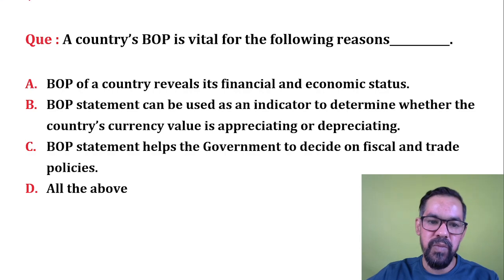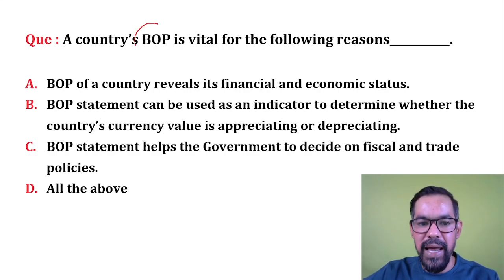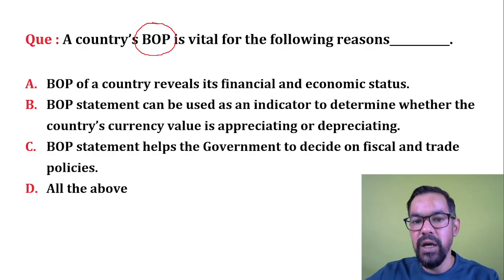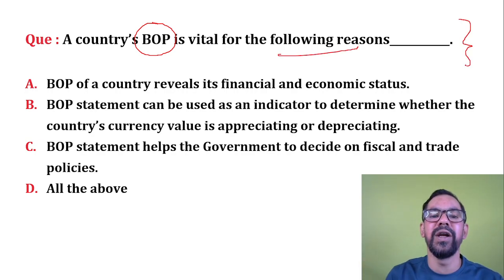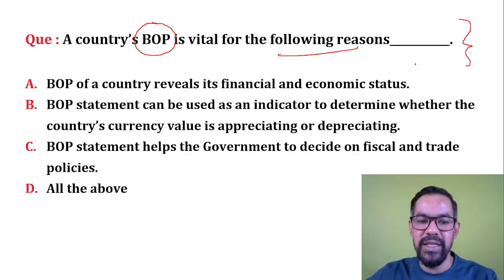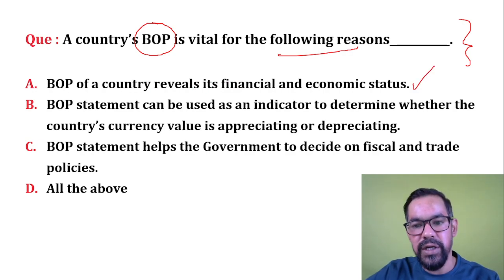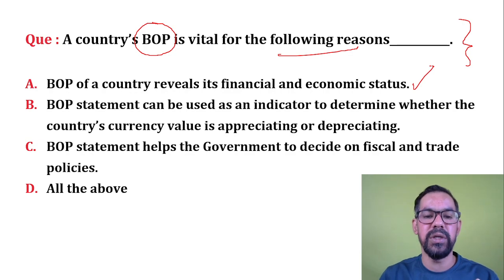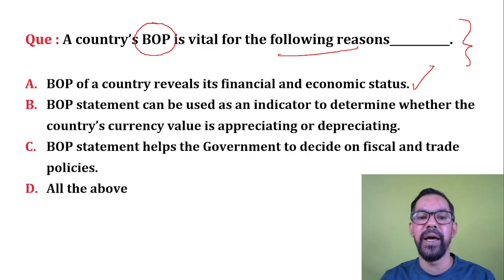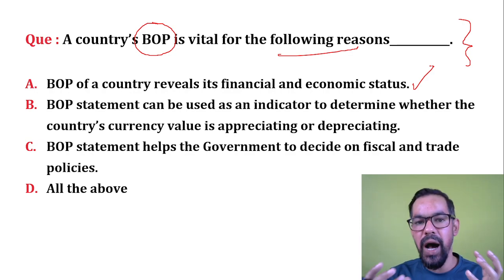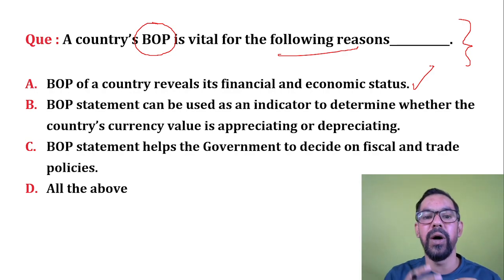Next question: a country's balance of payment (BOP) is vital for which of the following reasons? So why is balance of payment important for any country? These are the statements, and you have to find the right one. Balance of payment reveals its financial and economic status. Which is the correct statement? Balance of payment is basically all the monetary transactions done by India with the rest of the world: how we are dealing with other countries, how our imports are doing, how our exports are doing.